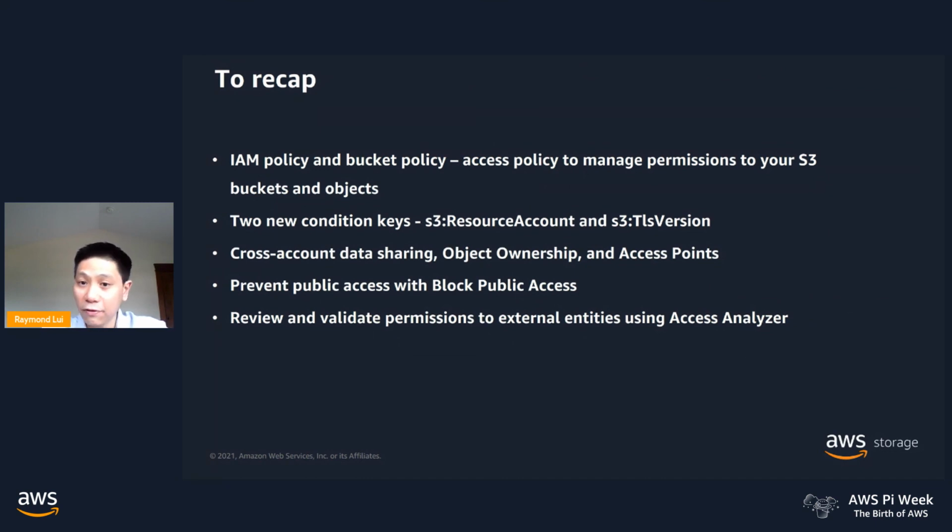To recap, today we cover IAM policy and bucket policy. They are the two types of access policy to manage permissions to your S3 buckets and objects. We also discussed 2 new condition keys, resource account and TLS version, to add granularity to your access policy. We also went through cross-account data sharing, how Amazon S3 object ownership and access point help you share datasets across accounts. We also discussed how block public access helps you prevent public access. Lastly, we took a tour of using Access Analyzer to review and validate access that you give to external entities.